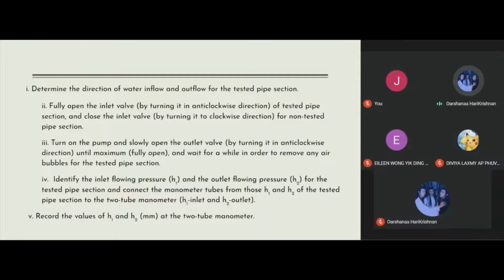while in order to remove any air bubbles for the tested pipe section. Fourth, identify the inlet flowing pressure and the outlet flowing pressure for the tested pipe section and connect the manometer tubes for those H1 and H2 of the tested pipe section to the 2-tube manometer. Fifth, record the values of H1 and H2 at the 2-tube manometer.